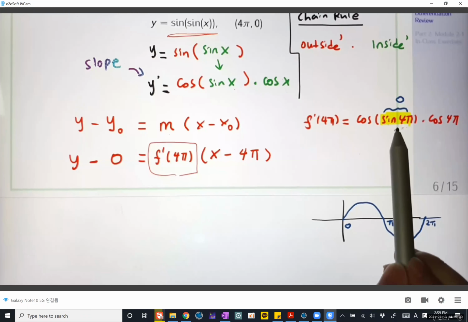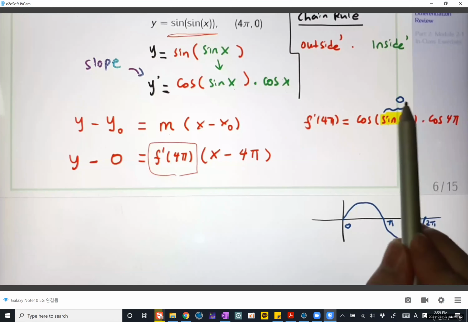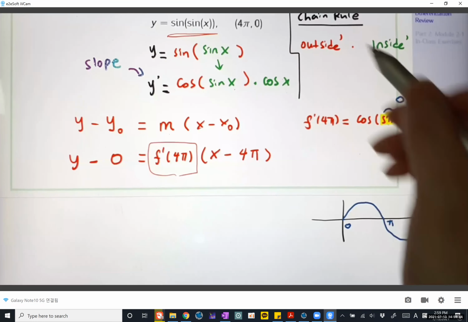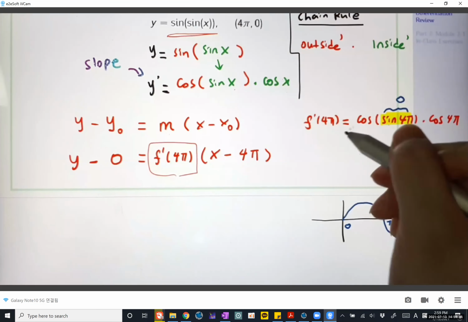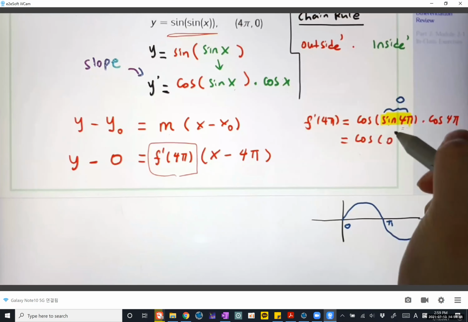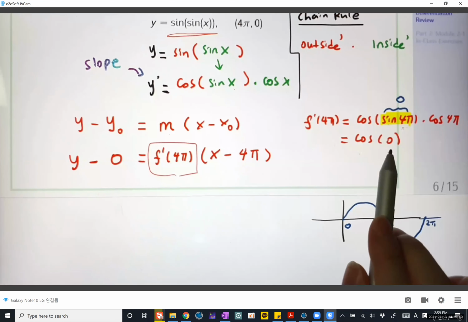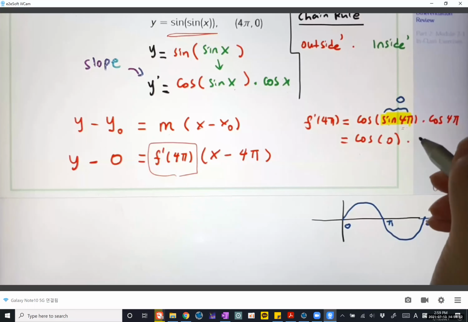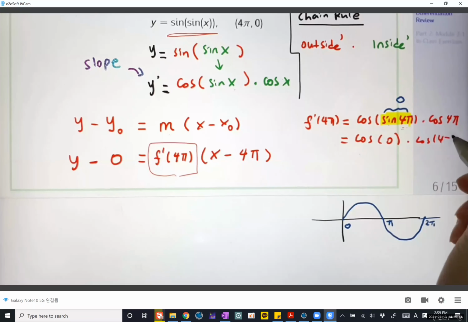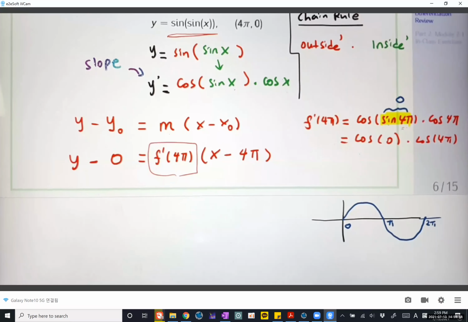So now that you guys know sine of 4 pi is 0, what is, everyone, what is cosine of 0? Okay, good. Sam, Jenna, good job.